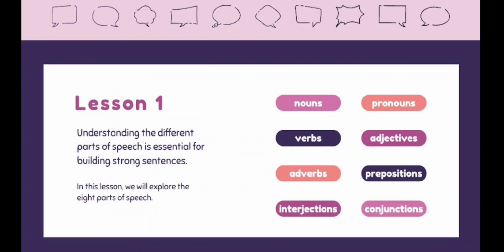So, in this lesson, we will explore the 8 parts of speech, which are noun, pronoun, verb, adjective, adverbs, preposition, interjection, and conjunctions.